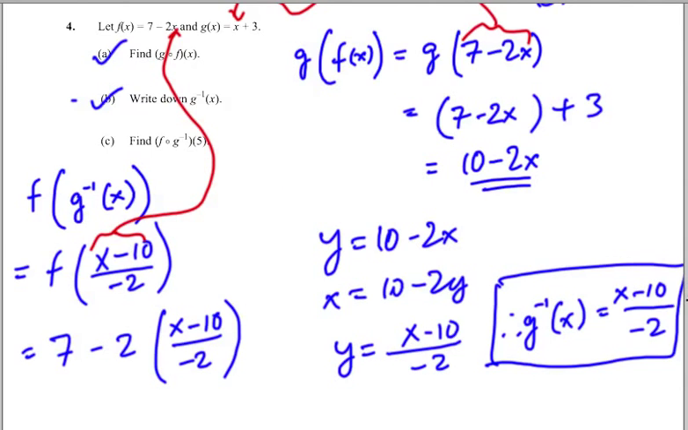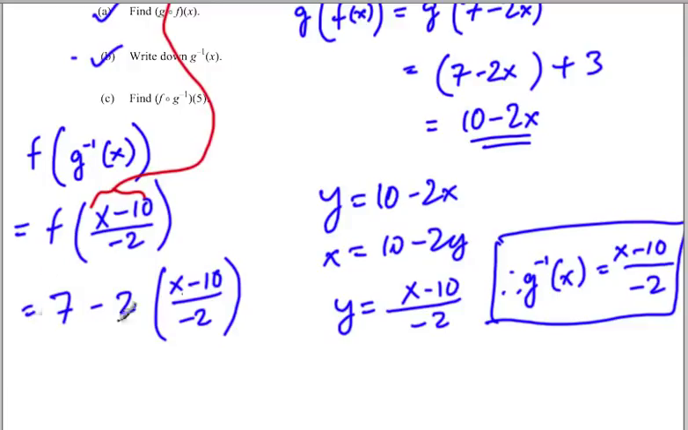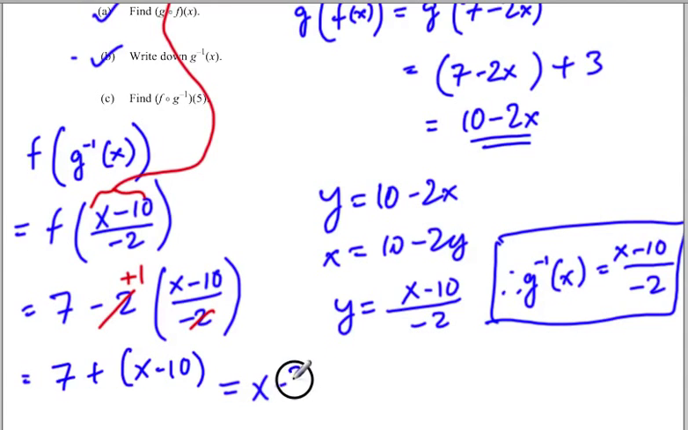So then we just have to simplify this. If you observe over here, the negative 2 and the negative 2 will cancel out, so you're left with positive 1. So it'll be 7 plus x minus 10. Just to clarify how I did that, this will cancel out with that, and you'll just be left with positive 1. We can simplify this a little more: 7 minus 10 is negative 3, so it's just x minus 3.